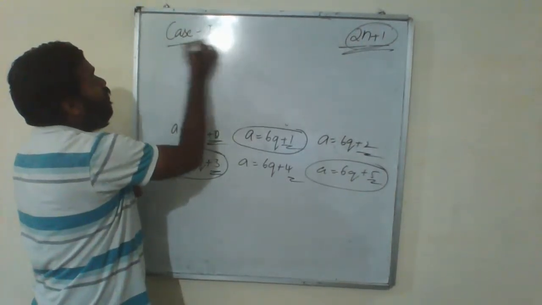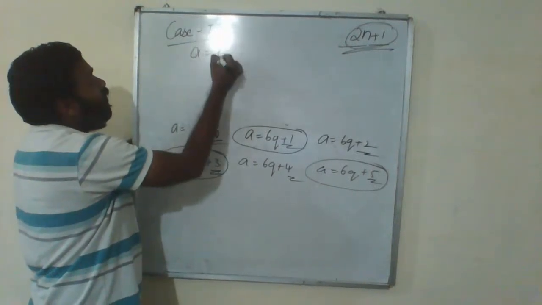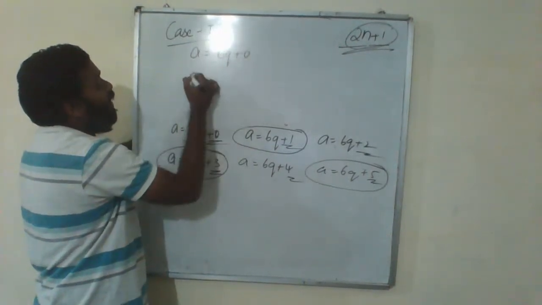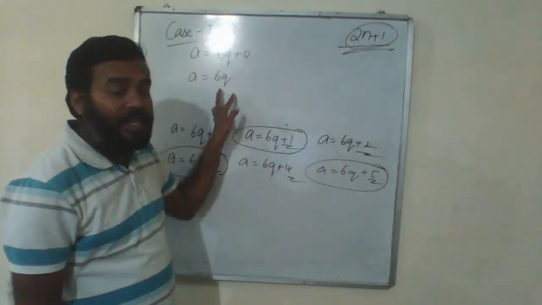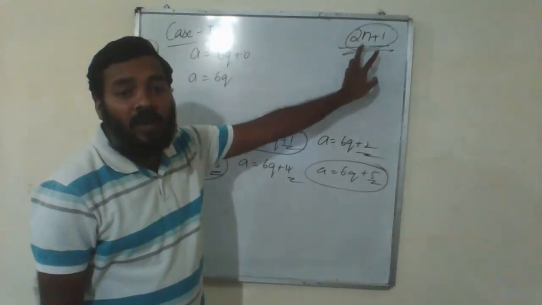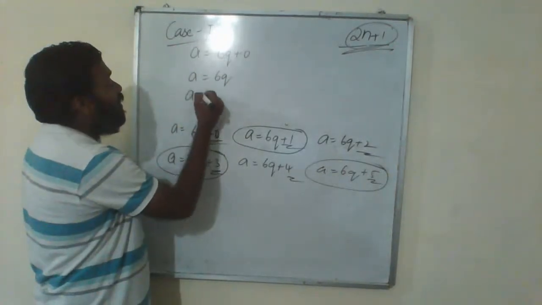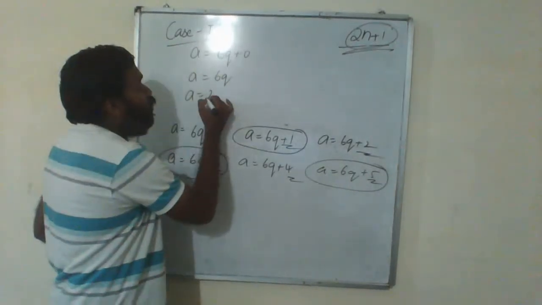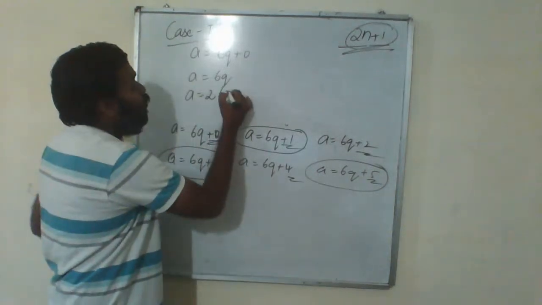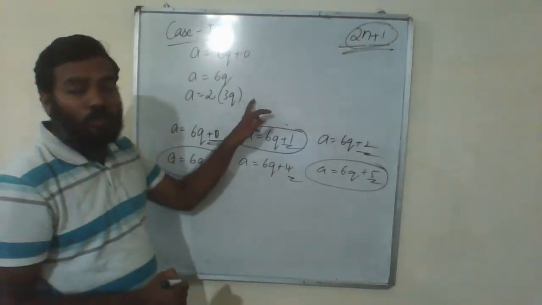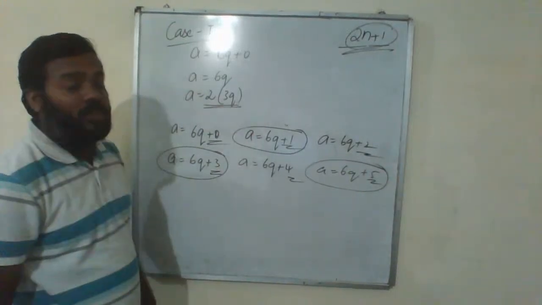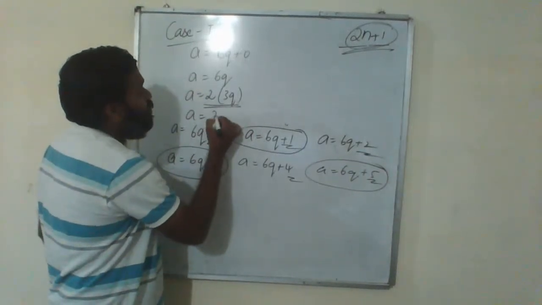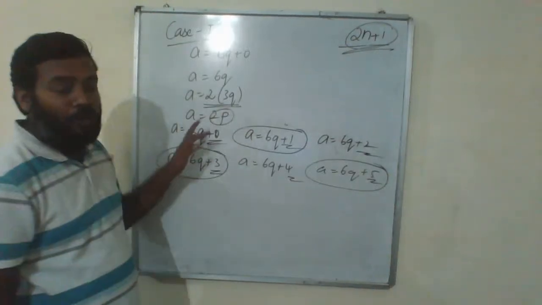Case 1: a is equal to 6q plus 0, that is, a is equal to 6q. We have to see whether this can be written in the form of 2n plus 1. Let us see that. You have to take 2 common, that will be 3q. Is there a plus 1 here? No, there is no plus 1. So this is in the form of 2 into 3q. Let us take 3q as p, so 2p.